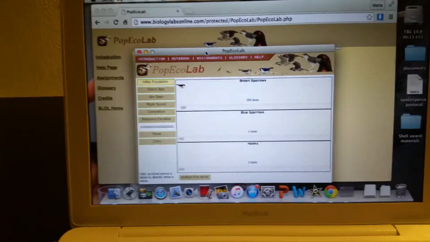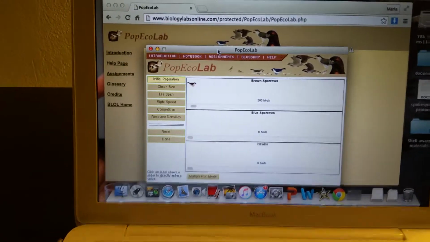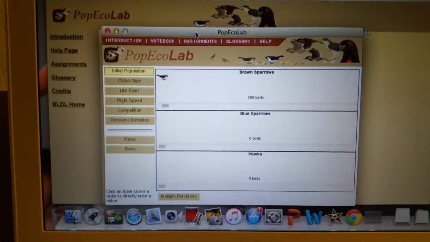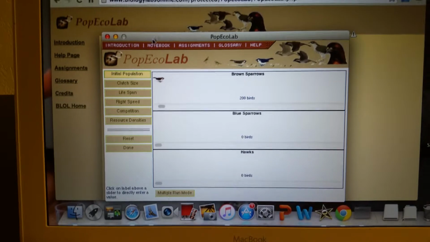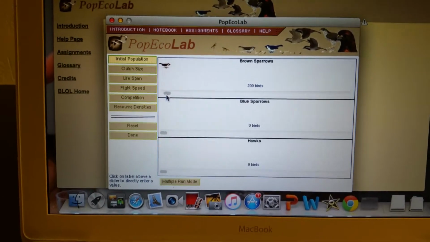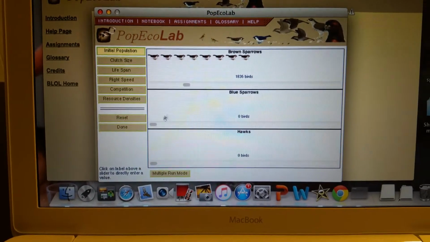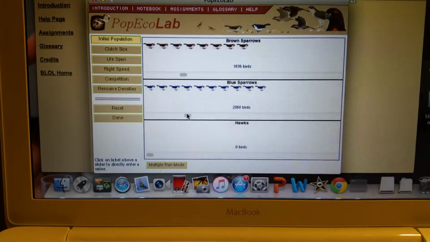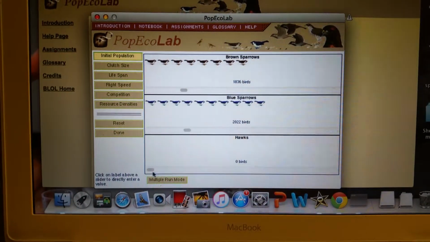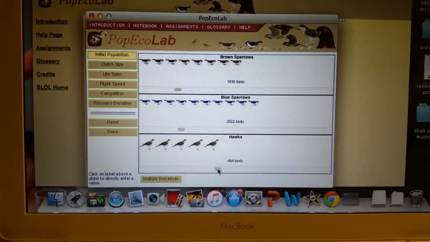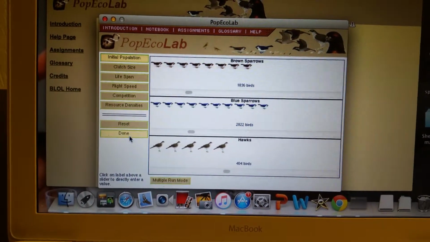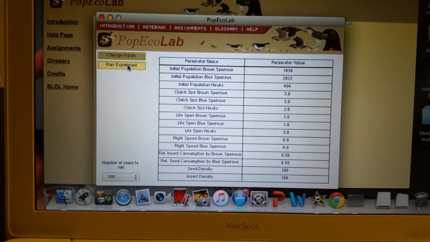What you're seeing right here is the population ecology lab, and this is where you can really start talking about competition of resources, about coevolution. For example, here you can start with looking at the carrying capacity, even by talking about brown sparrows and blue sparrows. Kids are always going to want to have way too many hawks, so we're just going to go ahead and bump that up.